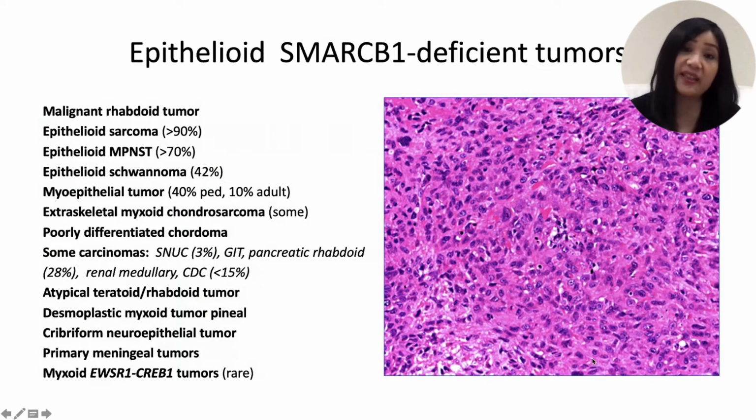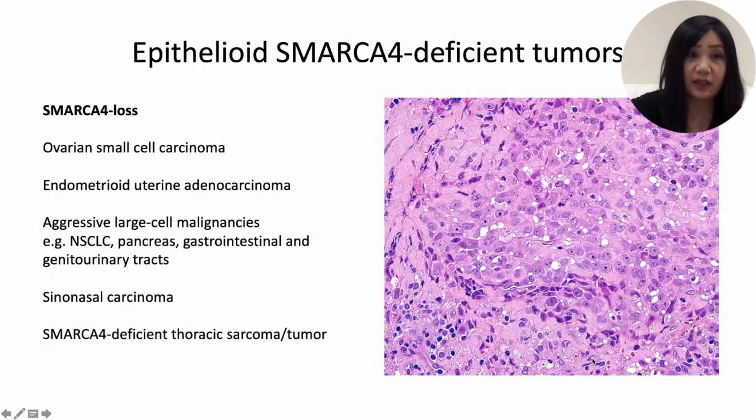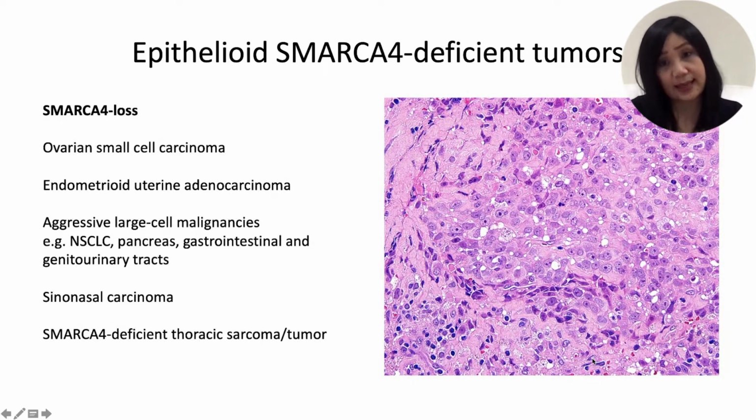Let's also remember that a variety of carcinomas, frequently large cell carcinomas, can show SMARCB1 loss in various organs, including sinonasal undifferentiated carcinoma, those in the GI tract, pancreas and kidney, and then a variety of tumours that arise intracranially, including atypical teratoid rhabdoid tumour and others.